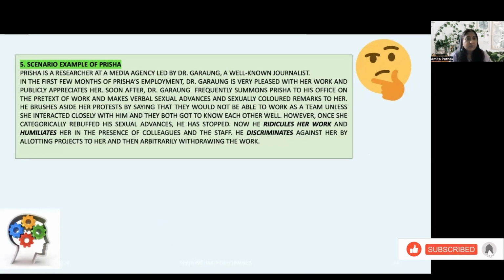Let's take the example of the next scenario, of Prisha. Prisha is a researcher at a media agency led by Dr. Gaurang, a well-known journalist. In the first few months of Prisha's employment, Dr. Gaurang is very pleased with her work and publicly appreciates her. Soon after, Dr. Gaurang frequently summons Prisha to his office on the pretext of work and makes verbal sexual advances and sexually colored remarks to her. He brushes aside her protest by saying that they would not be able to work as a team unless she interacted closely with him and they both got to know each other well.